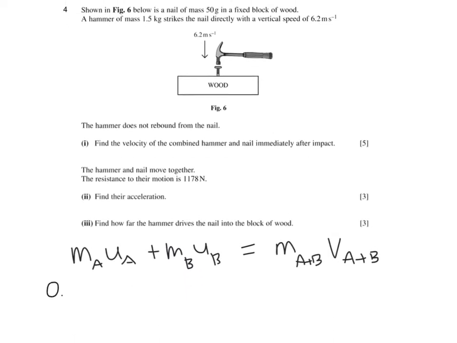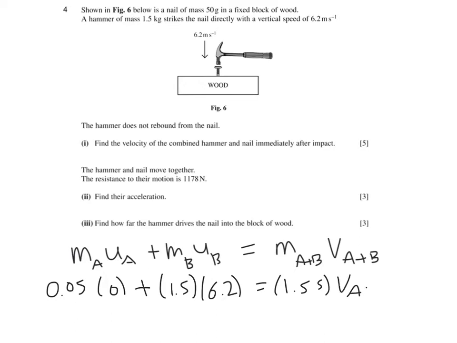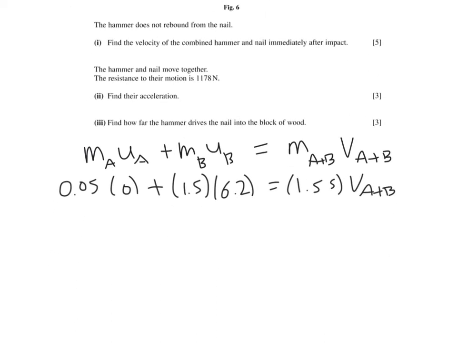So the mass initially is 0.05, it's 50 grams for the nail, and its initial speed is 0. The mass of the hammer is 1.5 kilograms, and its initial velocity is 6.2. And the combined mass would be 1.55. So we can then get that the velocity of A plus B, the two particles together, would be 1.5 times 6.2, divided by 1.55, and you get 6 meters per second.